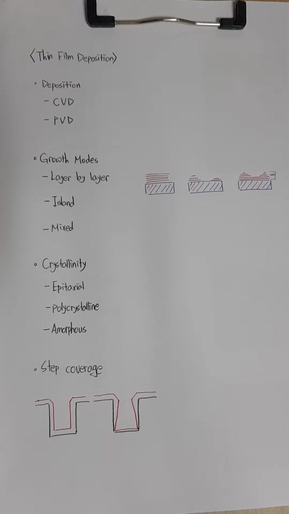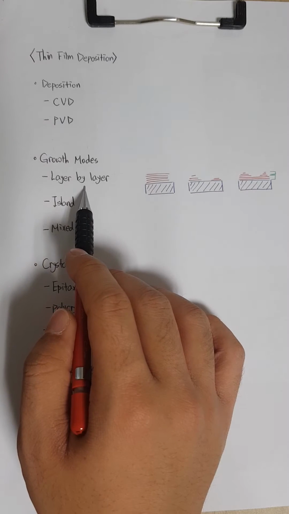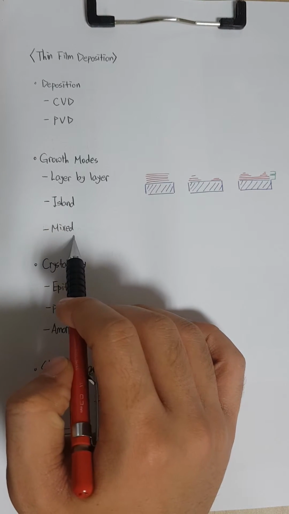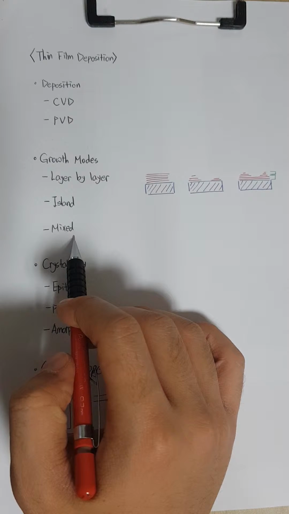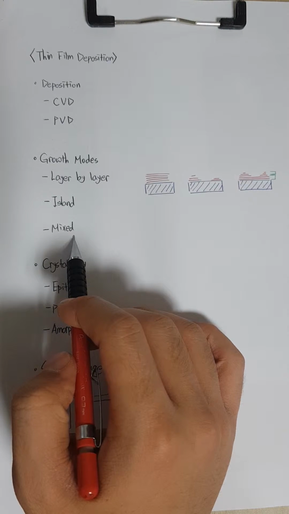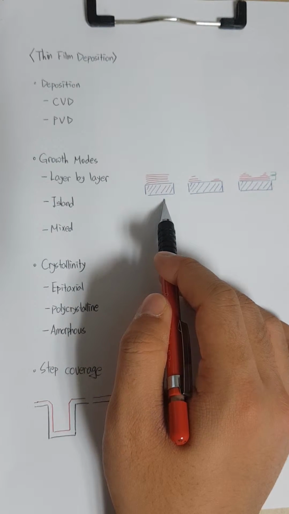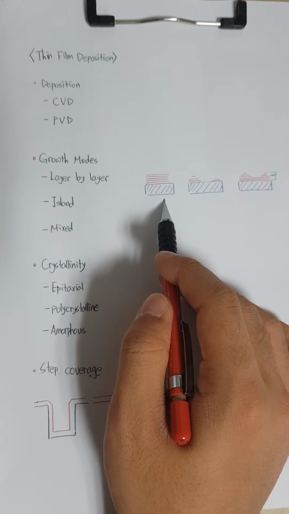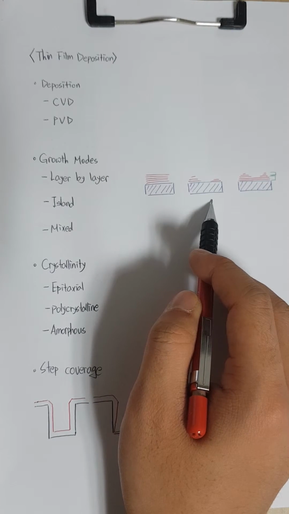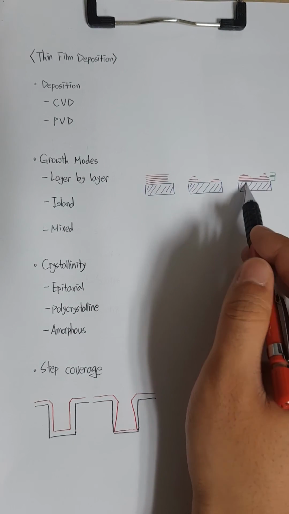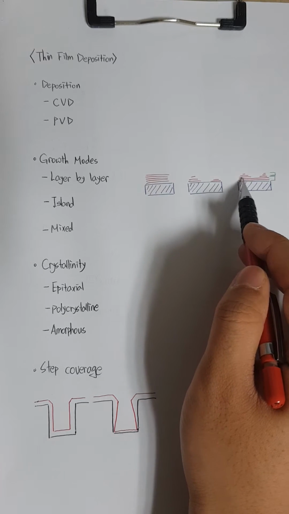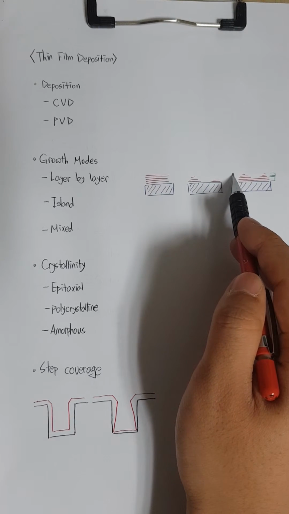While atoms stick together, they tend to go to a lower energy level, and they make some shape. So there are three growth modes: layer by layer growth, island growth, and mixed growth. If the film atoms are more strongly bound to the substrate than to each other, they make layer by layer growth. Otherwise, if the film atoms are more strongly bound to each other than to the substrate, they make island growth. Mixed growth is like this: initially layer by layer, then forms three-dimensional islands.